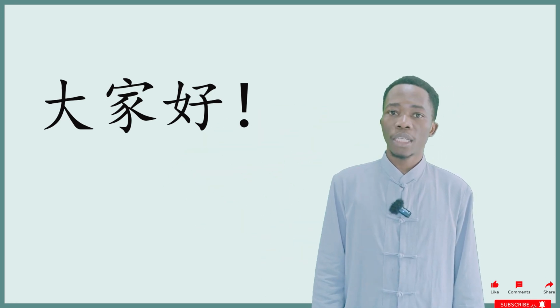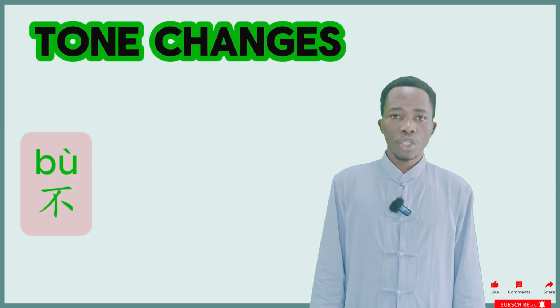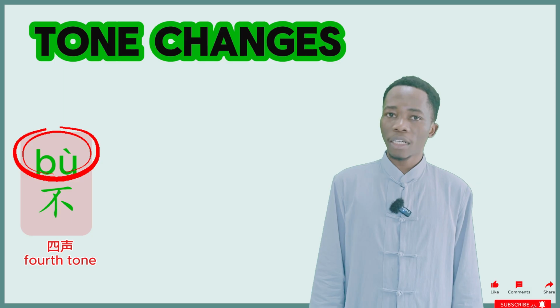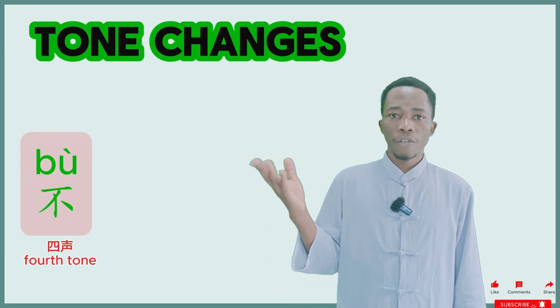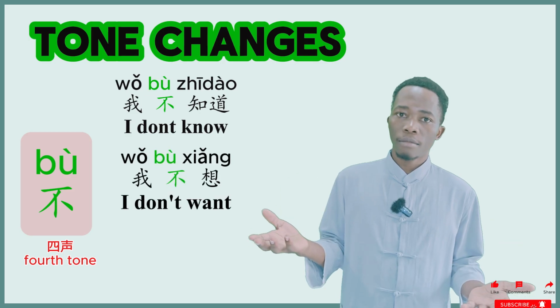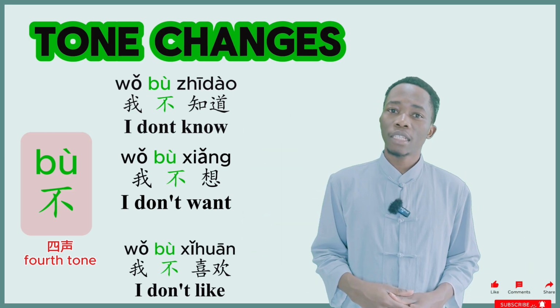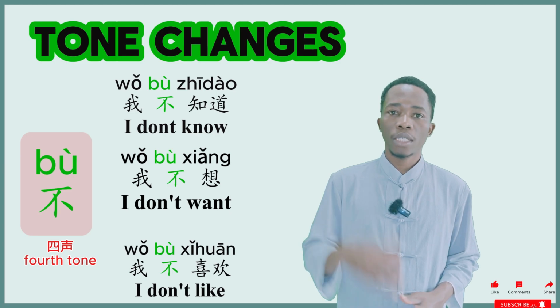Today we are going to study the tone change of the Chinese character bu. Its original tone is si sheng, fourth tone, like 我不知道,我不想,我不喜欢. In these sentences, you can find that it has its original tone, which is si sheng, fourth tone.